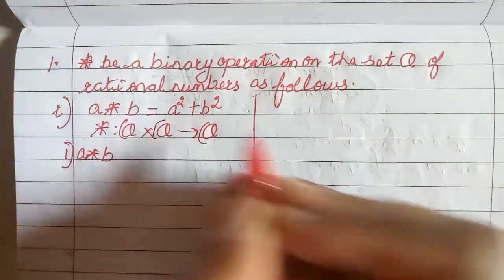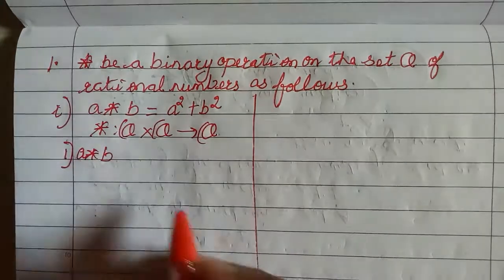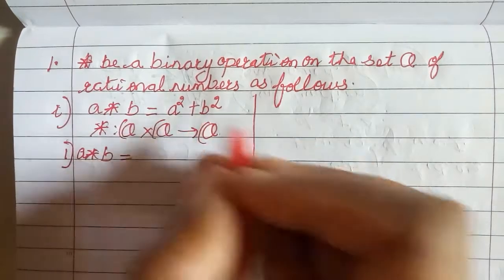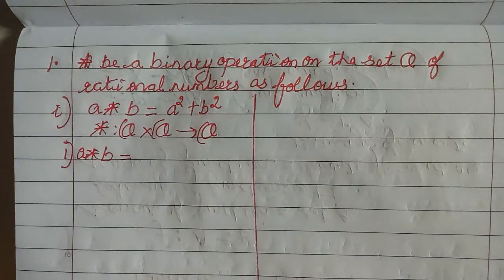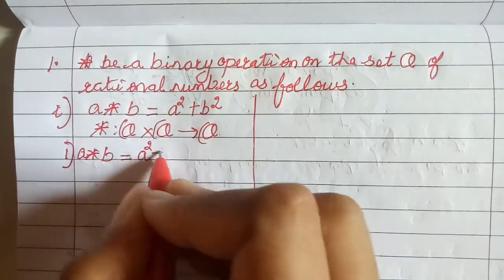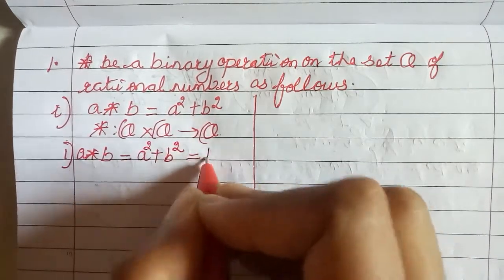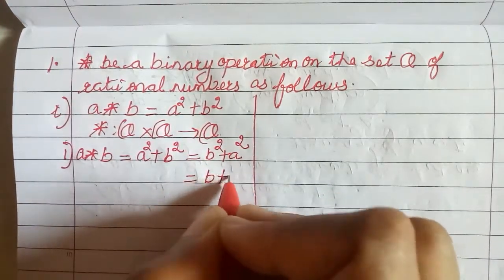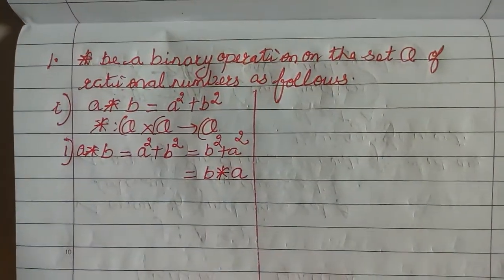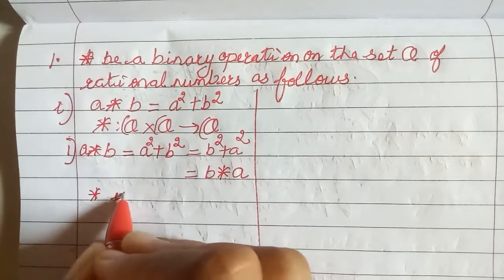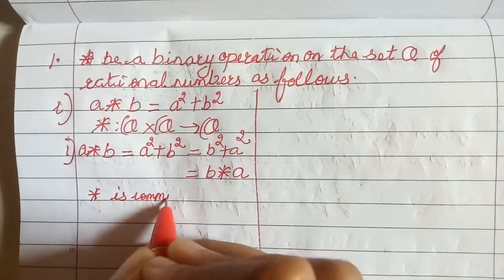It is the rational number set, and from here you have an ordered pair, right? So here A star B is defined as A square plus B square. So I'll write here A square plus B square. If you want, you can rearrange it as B square plus A square. So this is the same as B star A. Yes. So what will happen? Star will become commutative.